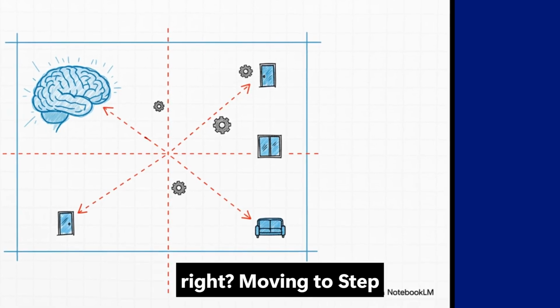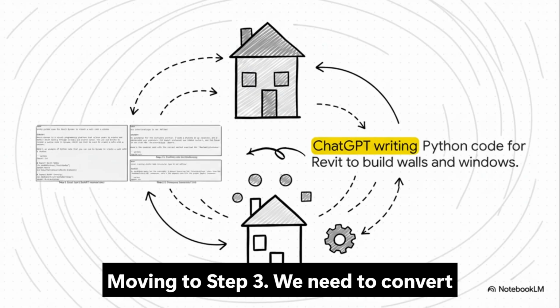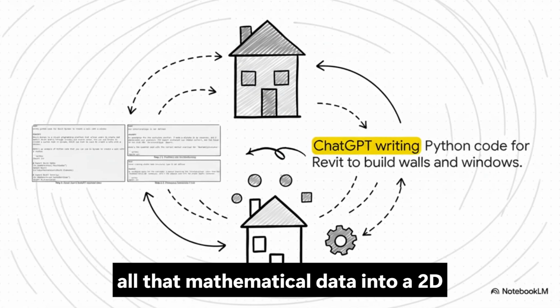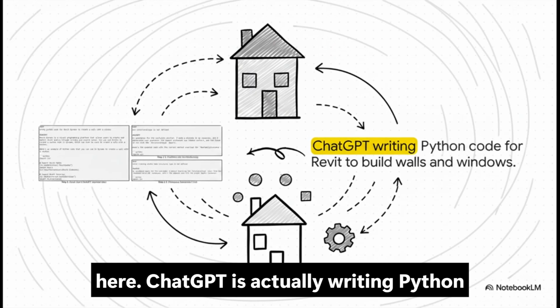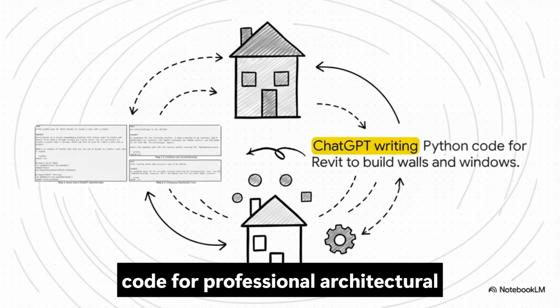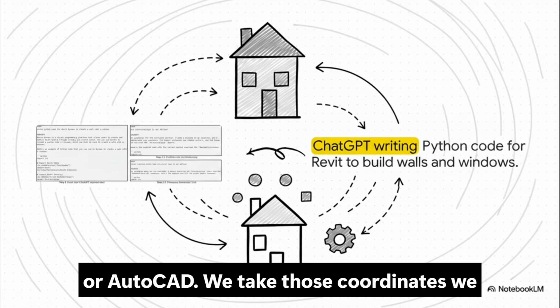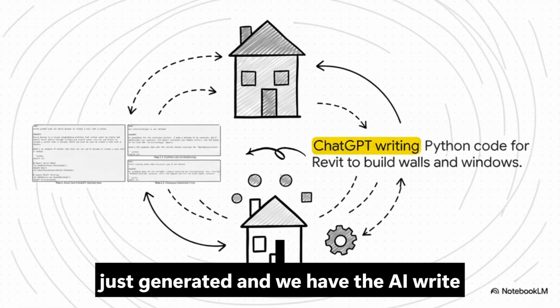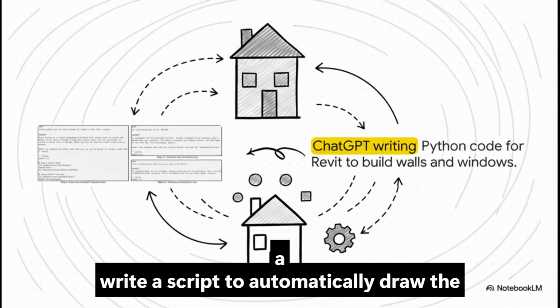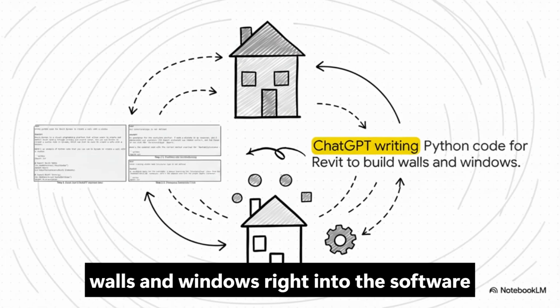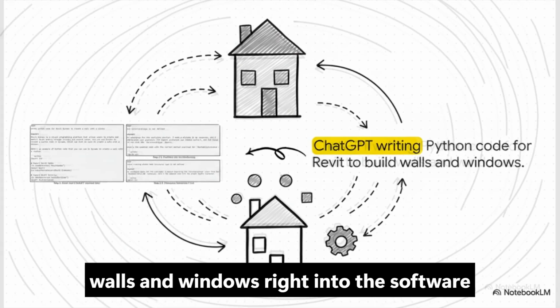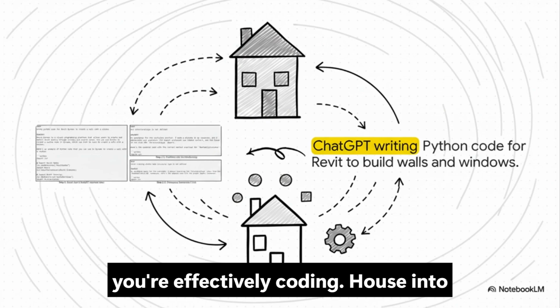Crazy, right? Moving to step 3, we need to convert all that mathematical data into a 2D drawing. Here, ChatGPT is actually writing Python code for professional architectural software like Revit or AutoCAD. We take those coordinates we just generated, and we have the AI write a script to automatically draw the walls and windows right into the software. You're effectively coding your house into existence.